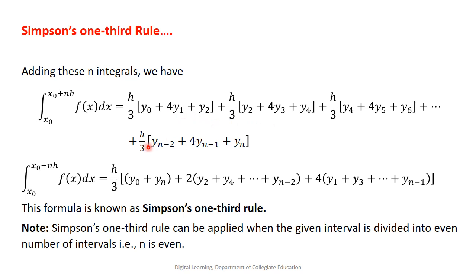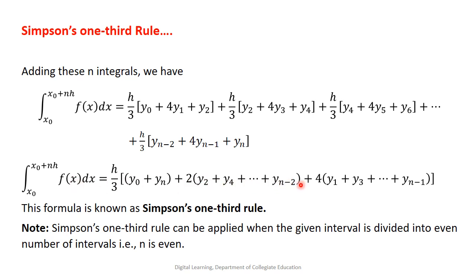So adding these terms, the LHS remains as it is. In the RHS, h by 3 is the common factor, so I am taking that out. The first term and the last term we are getting only once, therefore I am combining those two over here. And I have here 4 into y1, 4 into y3, 4 into y5, so I am writing 4 into all odd values of y. And y2 I am getting twice, y4 I am getting twice. Therefore, I am writing here 2 into all even terms of y.